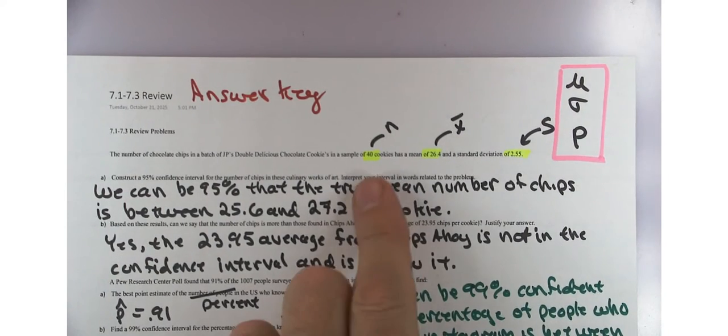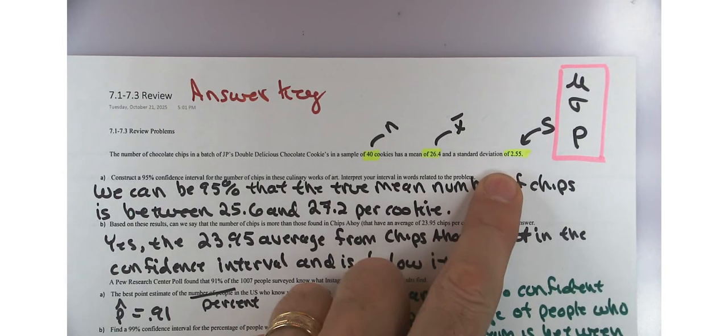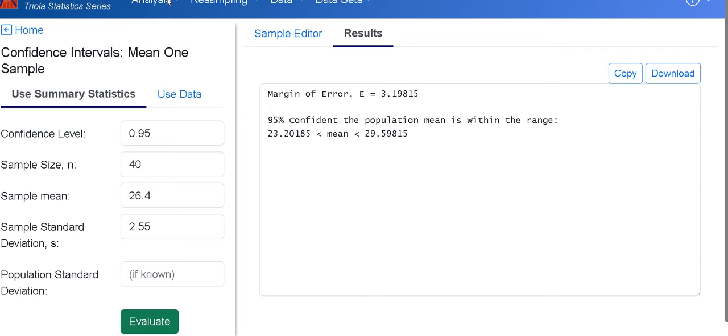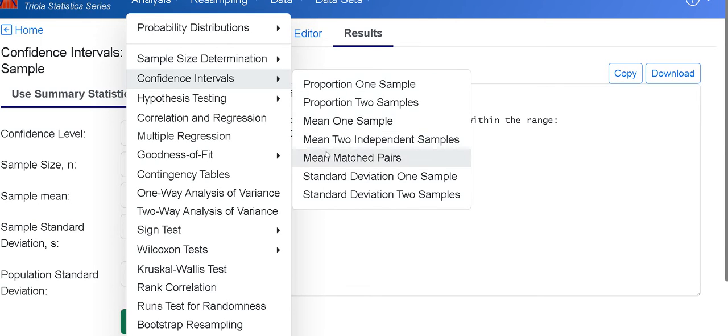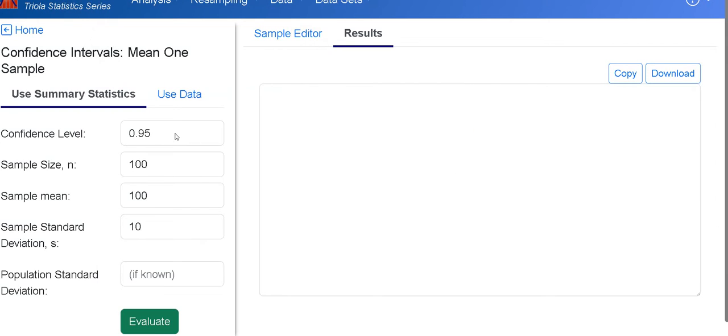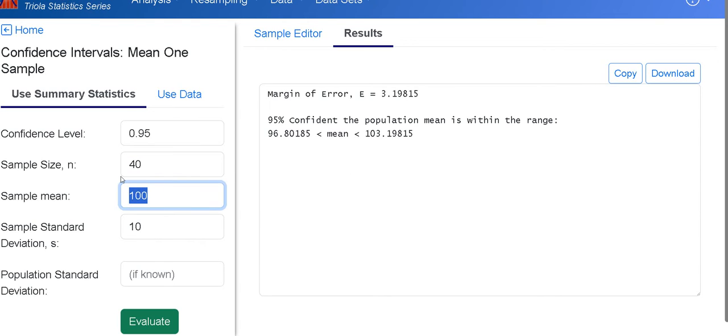So we're going to take these summary statistics and put them into StatDisk. Let's click over here. You're going to go to the analysis menu, down to confidence intervals. You want mean, one sample. Okay, let's put in the numbers here. Confidence level is 0.95. Sample size was 40. The sample mean was 26.4. And the sample standard deviation should be 2.55.